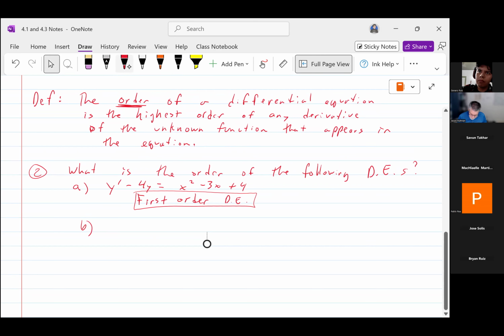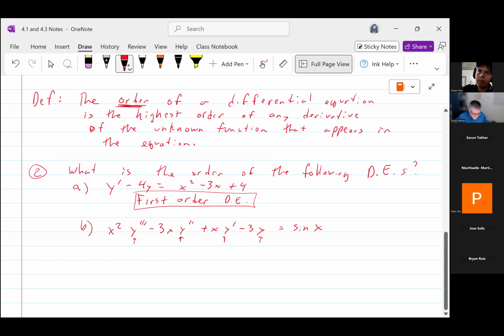Okay, B, x squared y triple prime minus 3x y double prime plus x y prime minus 3y equals the sine of x. Okay. So this has the function, a first derivative, a second derivative, and a third derivative. So this is called a third order differential equation. The highest derivative is 3.